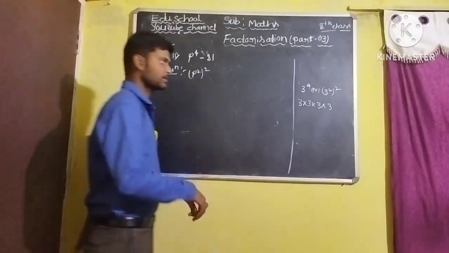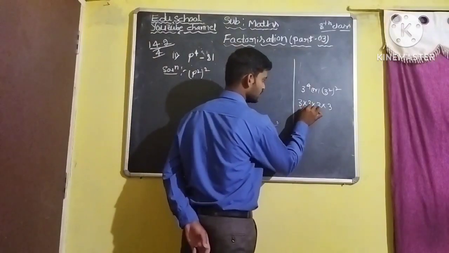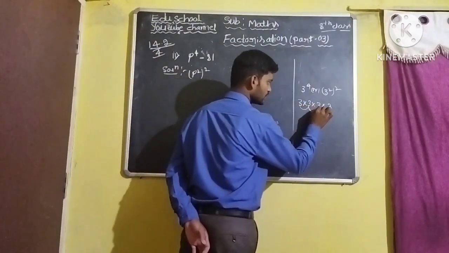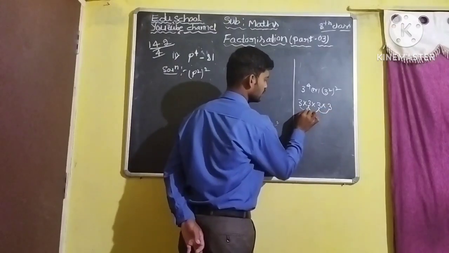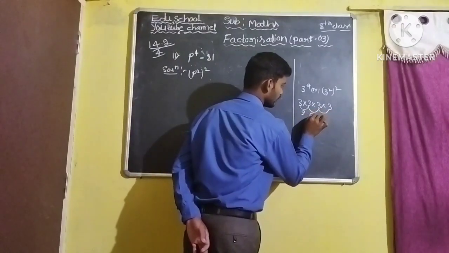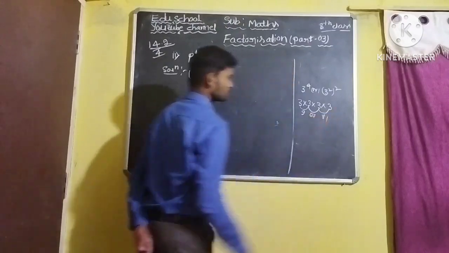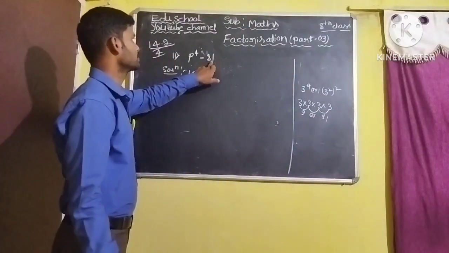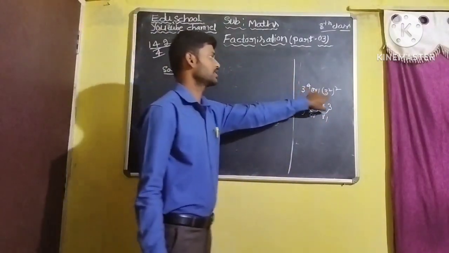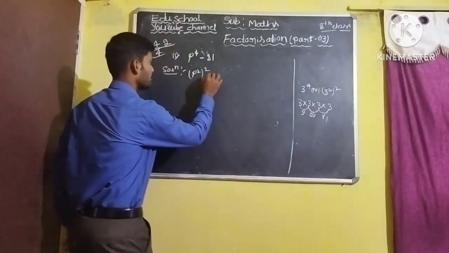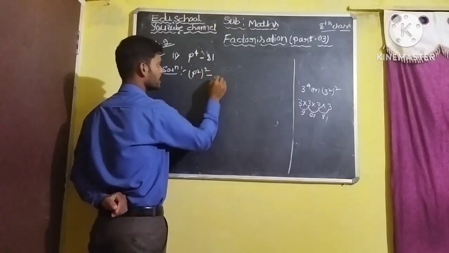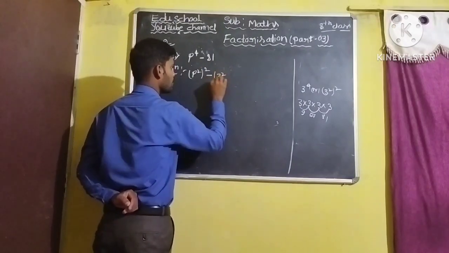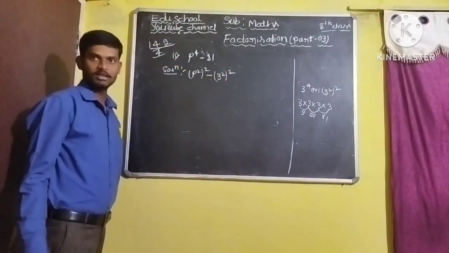3 multiplied 4 times, what do we get? 3 3s are 9, 9 3s are 27, 27 3s are 81. So that's why 81 can be written as 3 square whole square. Minus is there, and in the place of 81 I can write 3 square whole square, isn't it?